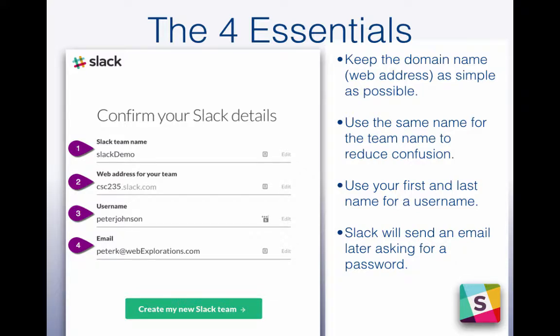When you sign up for Slack, there'll be 4 bits of information that you'll need at your fingertips. First, the name that you want for your team. Second, your email address that you want to associate with your Slack account. Third, the domain name you want to use. And fourth, your username. I recommend using your first name and last name. It's a lot easier for others looking at it when they're using Slack.